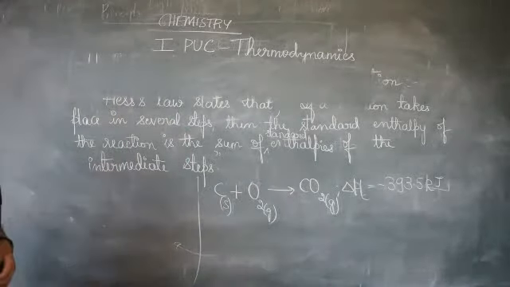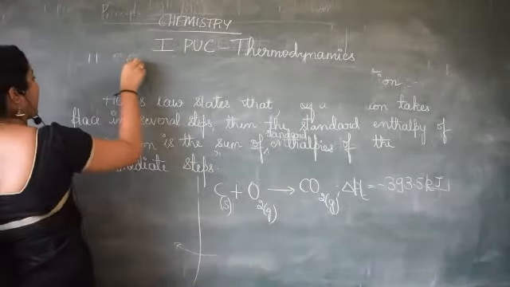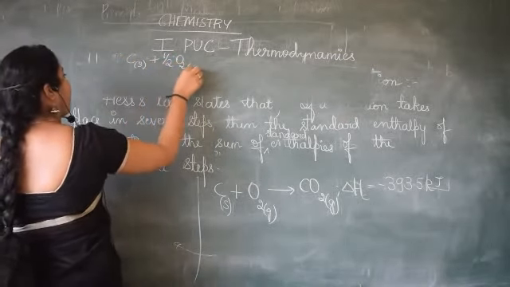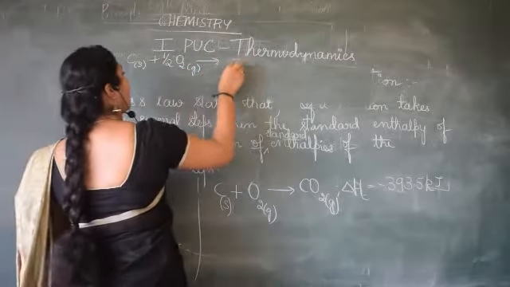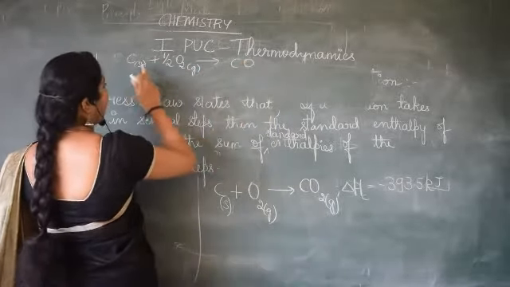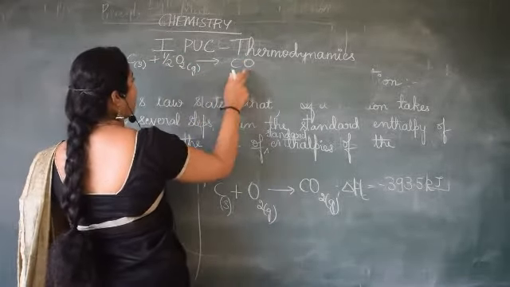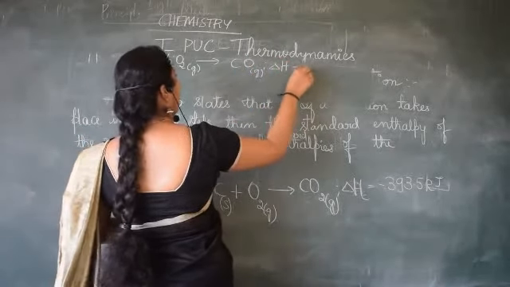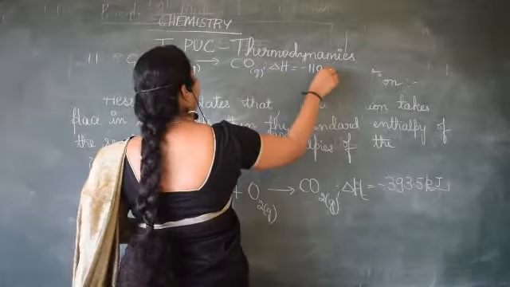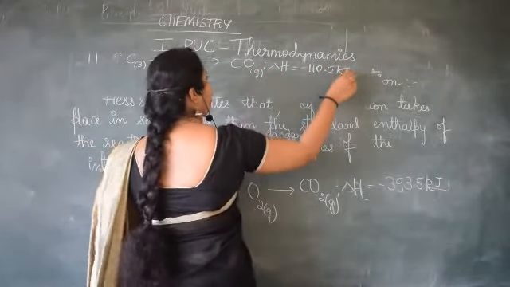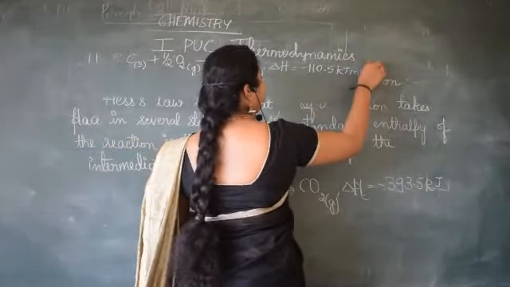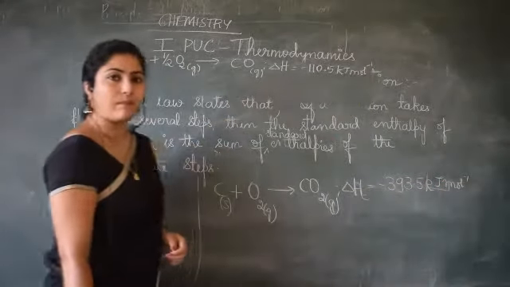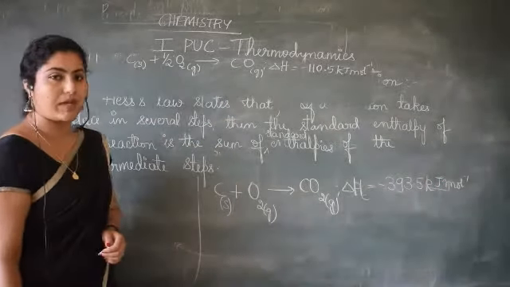So the same reaction, carbon forming carbon dioxide, can take place in two steps. That is, carbon combining with half mole of oxygen to form carbon monoxide. You can see one carbon, one oxygen, carbon monoxide. And here the delta H value is minus 110.5 kilojoule per mole. Here also kilojoule per mole. This is one step. Okay, that is one step reaction.